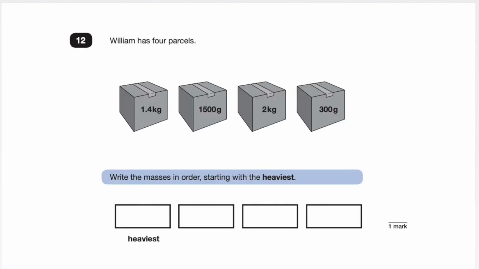Okay, question 12. William has 4 parcels. And you can see the parcels have got different weights. 1.4 kilograms, 1,500 grams, 2 kilograms, and 300 grams. Then it says, write the masses in order, starting with the heaviest. And now we can see they've even put this word heaviest in bold. And it's even put it again down here. So we really shouldn't make a mistake of putting them in the wrong order from lightest to heaviest, because we have been given a lot of clues here.